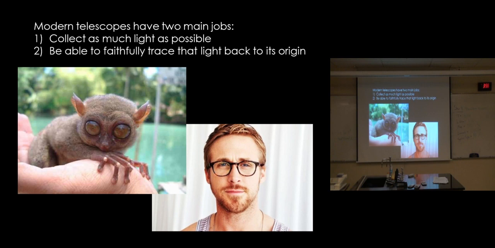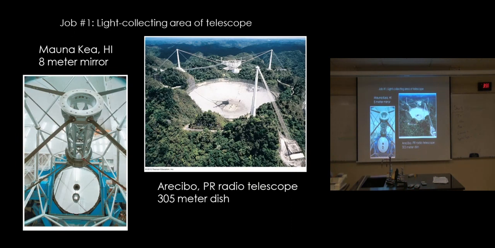Glasses represent a failure to do job number 2, to faithfully trace the light back to its origin. So all of us who wear glasses have astigmatism, like a defect in the eye, or the shape of our lenses doesn't agree with the shape of the rest of our eyeballs. So we fail at job number 2. There's nothing wrong with job number 1. They're very different things.